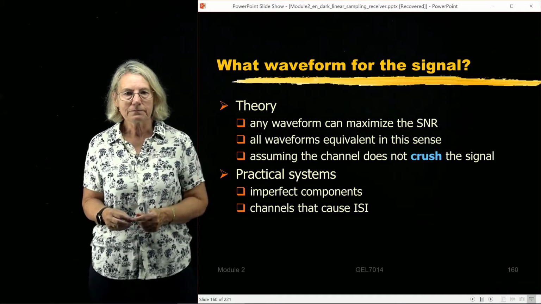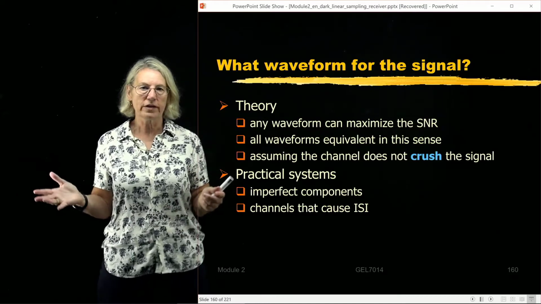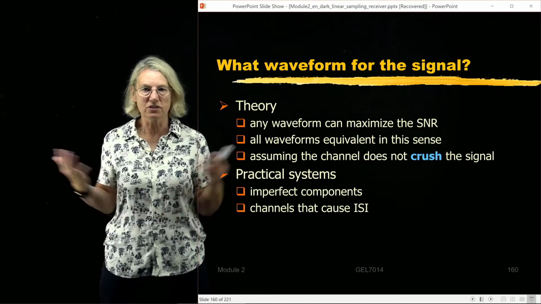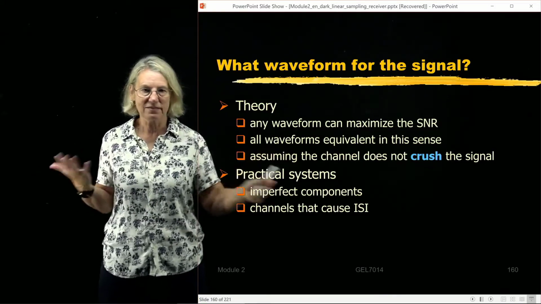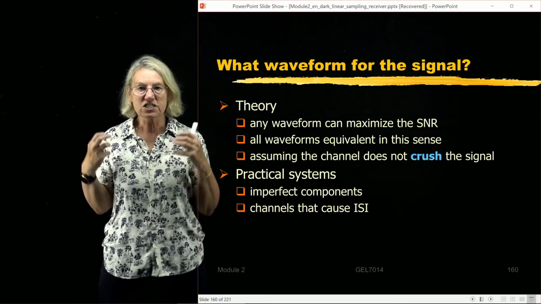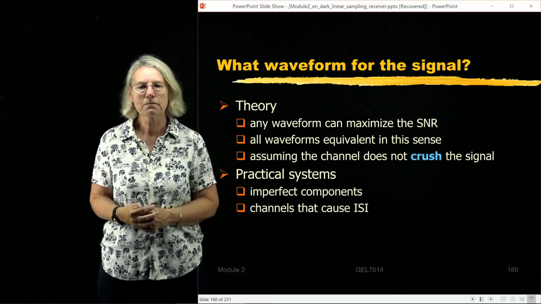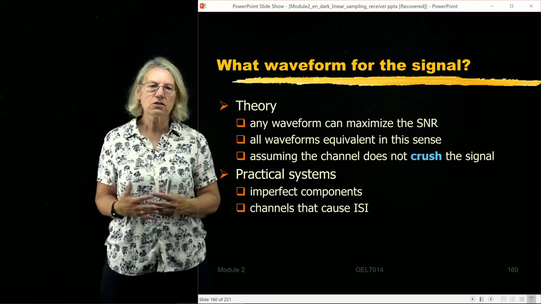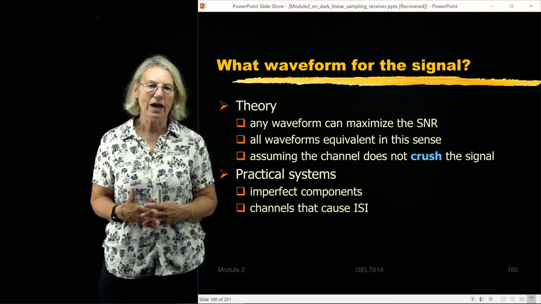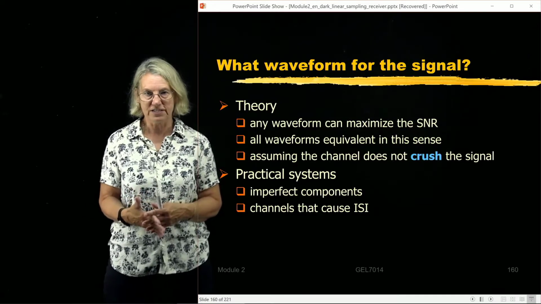So in theory, any waveform can be exploited if I just simply have the criteria of maximizing the signal-to-noise ratio, because the signal-to-noise ratio is maximized by the matched filter. But I do need to have a channel that doesn't crush the signal, that isn't so limited that it destroys the signal. Now, there are practical imperfections in a practical channel that you have to take into account, and these imperfections can cause intersymbol interference.